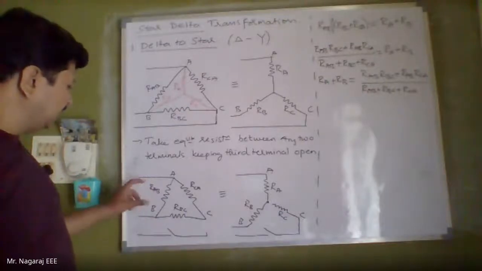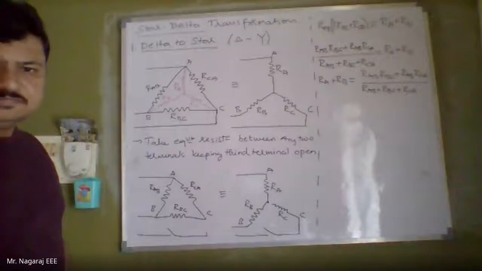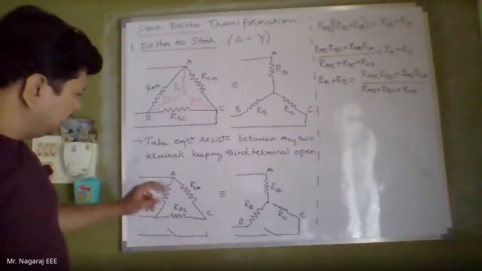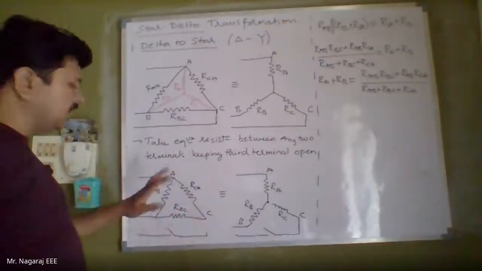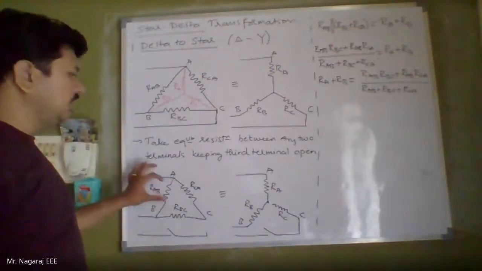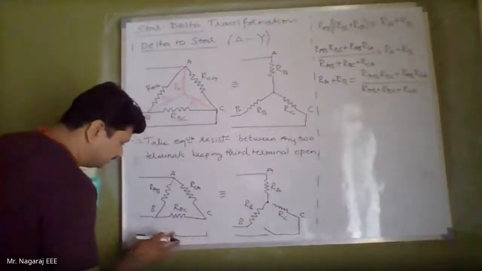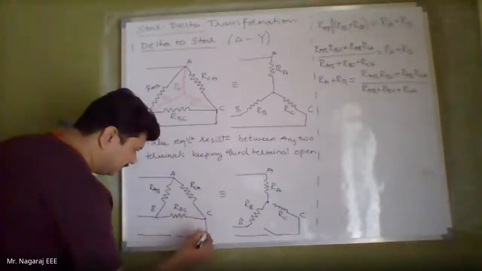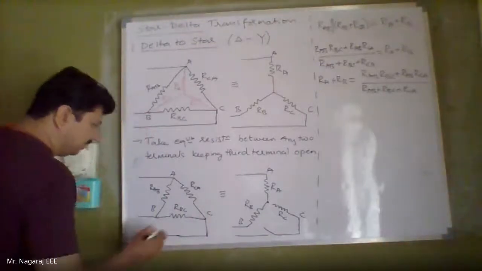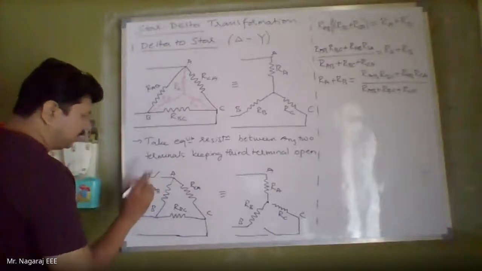Now, if I take the resistance between B and C, keeping terminal A open, then I will take the resistance between A and C, keeping terminal B open. So we'll look into all three cases. In that case, suppose I take between B and C, keeping terminal A open.